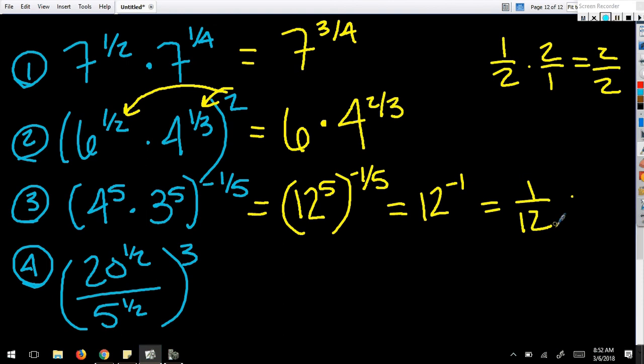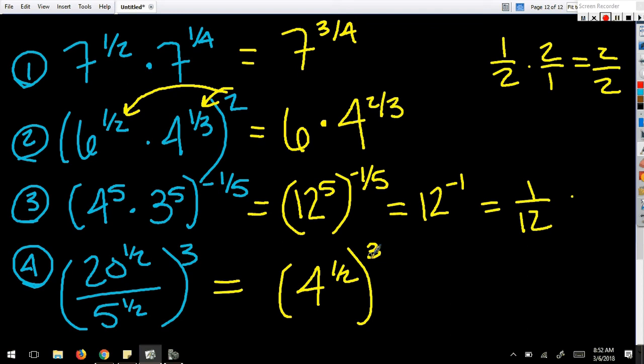All right, number 4. What's the same? What should I do? The exponents are the same, so divide the bases. What's 20 divided by 5? 4. So the exponent stays. Don't do both, okay? You do one or the other, even if both things are the same. You pick one and do it. You can't do both. All right, so 4 to the 1/2 raised to the 3rd.